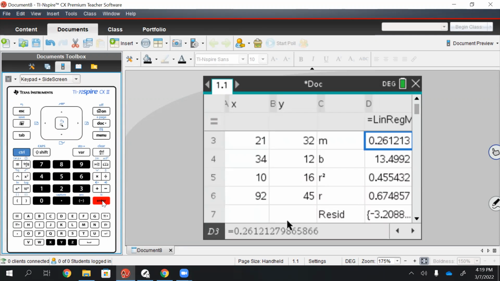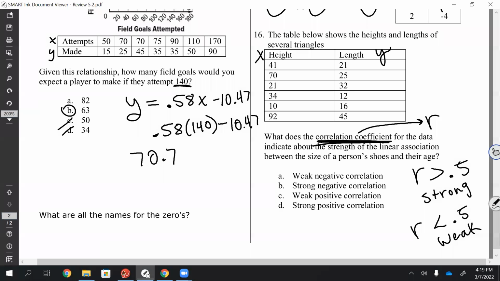And now, like I said, we're looking for the correlation coefficient. So we're going to look at our R value. On the R value, you just need the first two numbers. So the R is 0.67. First, ask yourself, is it positive or is it negative? Well, this is positive, so I can get rid of the ones that say negative correlation. Next thing, is it weak or is it strong? Is R greater than 0.5 or less than 0.5? 0.67 is greater, so it would be a strong positive correlation.